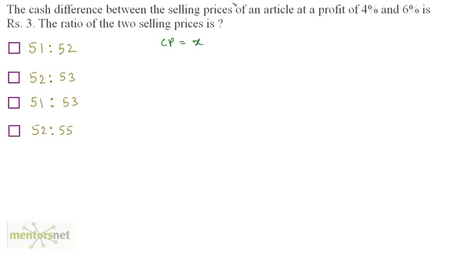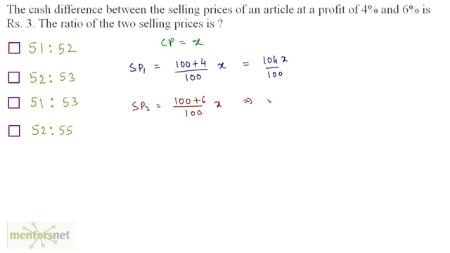Now we have one of the selling prices of this article at a profit of 4%. So let's term this SP1, which is equal to this cost price increased by 4%, which is 100 plus 4% of X. So 100 plus 4 upon 100 X. So this is actually equal to 104X upon 100. Now we have another selling price which is a 6% increase in the cost price. So let's term this SP2. SP2 is equal to 100 plus 6 upon 100, which is a 6% increase in the cost price. So this is 106X upon 100.